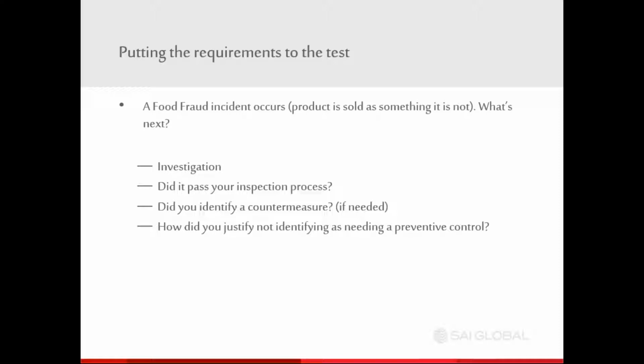So do it during your vulnerability assessment. Did you determine that process step needed to have a countermeasure? That product needed to have a countermeasure? Okay, and how did you justify it not needing a preventive control? So preventive control, of course, is an FSMA term. So if you're doing your risk assessment and you determine it needs a preventive control in place, you put that in place. And let's say this right here, you've determined it didn't need one. Well, why not?